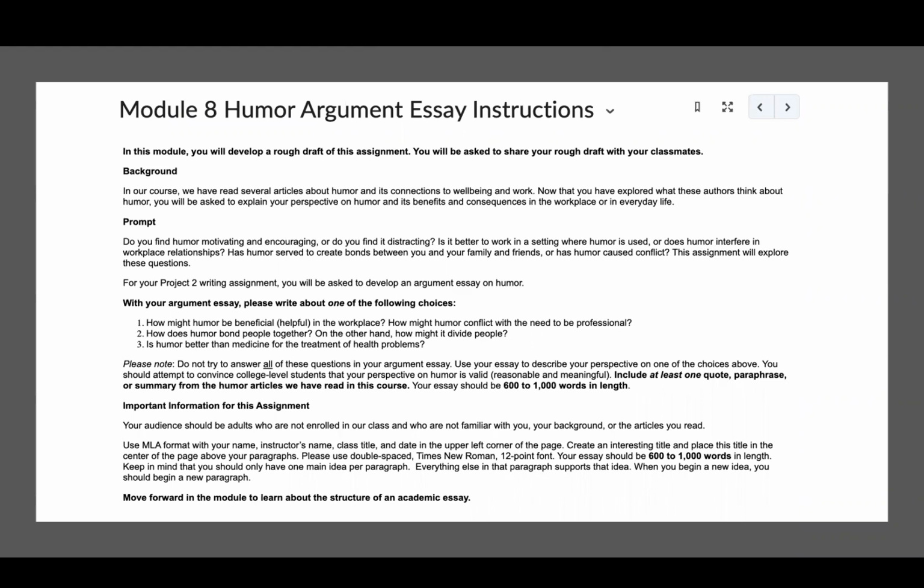Again, you don't have to develop your essay this week, but once you complete your outline, if you'd like to go ahead, you can. But keep in mind, you'll be asked to write an essay that's at least 600 words in length. It can be more than 1,000, but it needs to be at least 600. And ultimately, we want to include at least 1 quote, paraphrase, or summary from one of the humor articles we've read. We also want to place our essay in MLA format, right? And we want to think about that structure of an academic essay.